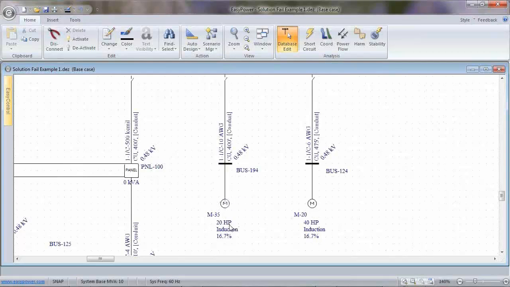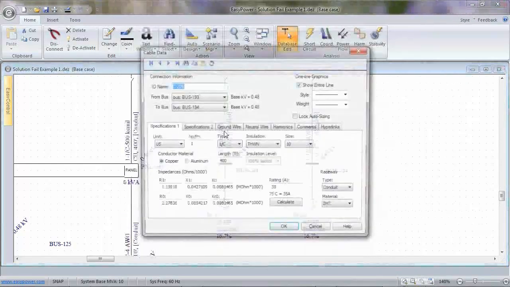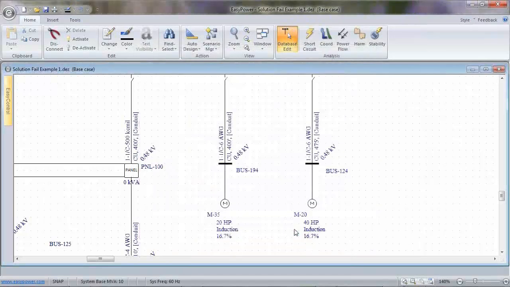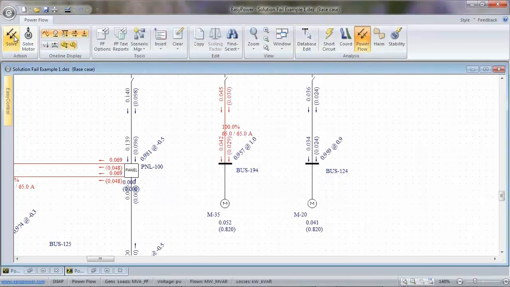Okay, so what's going on? Oh, 20 horsepower motor, 10 AWG. This is an actual case, by the way, and a 400-foot conductor. The motor is rated 65 amps. The cable is rated 35 amps. So all we would have to do is increase this cable size to number 6, hit the calculate button, hit OK, go to Powerflow, solve the case. We're done. But it was a tad bit of an effort to actually find that location.